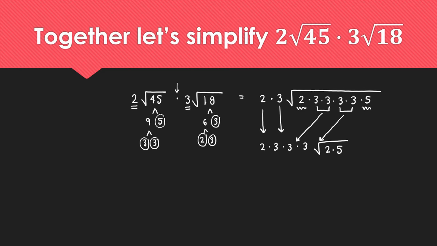Okay, so now you can use your calculator. 2 times 3 times 3 times 3, that's going to give us the number 54. So that's the number that's on the outside. Underneath the square root, 2 times 5 is going to give us 10. So here is my final answer, 54 root 10.